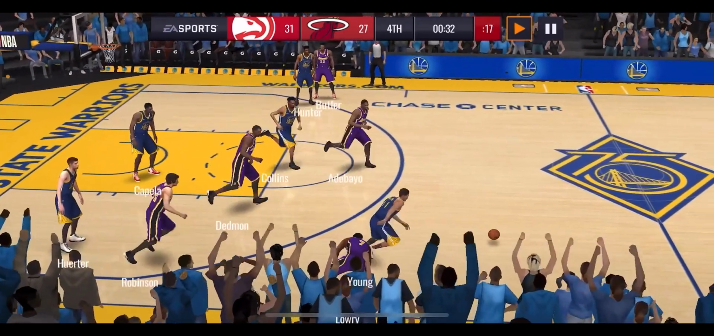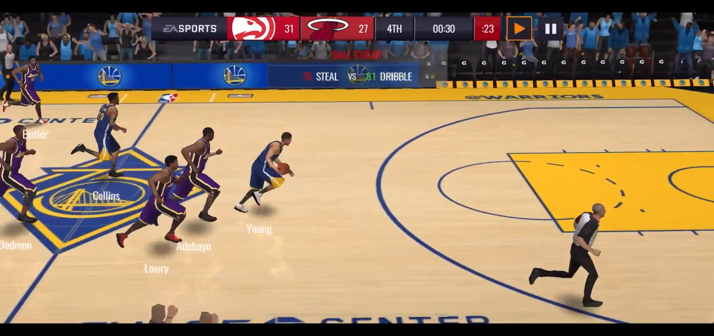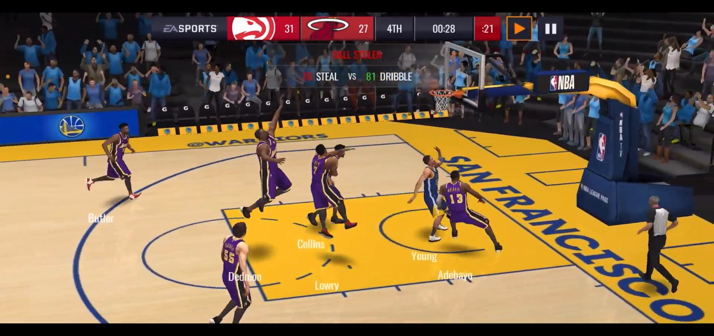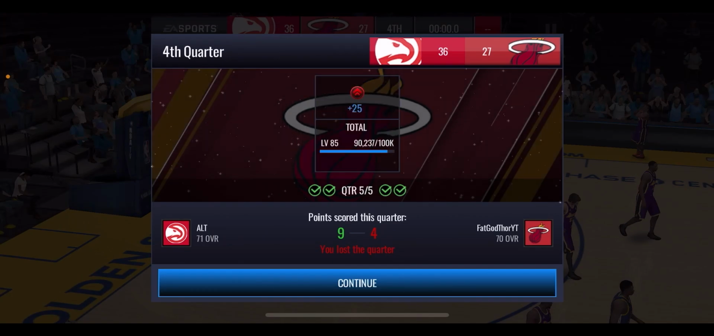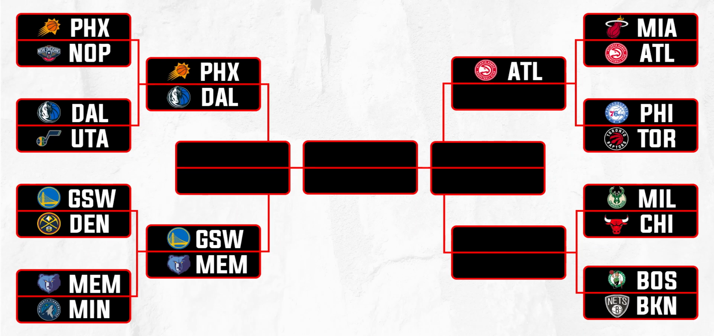going into the last quarter, and it was just more of the same. The Hawks just sticking ahead to end off the game 36-27 over here. The Heat wasn't good enough to beat the Hawks, and they are going through to round 2.